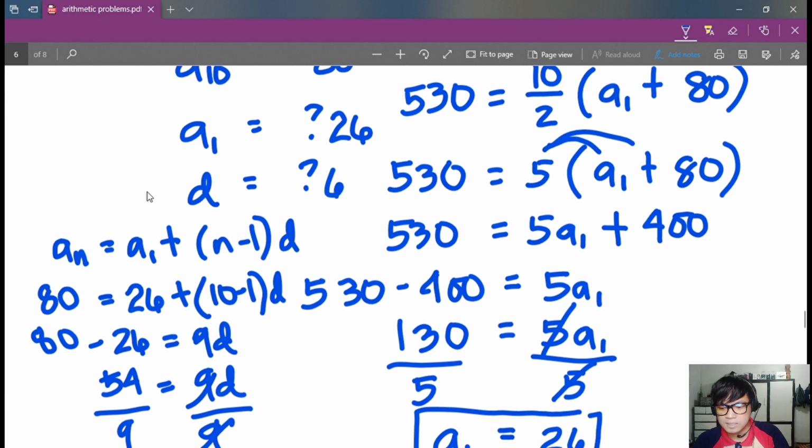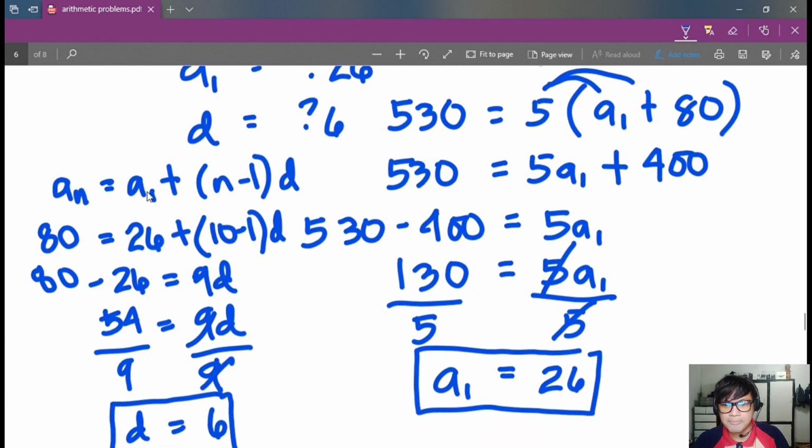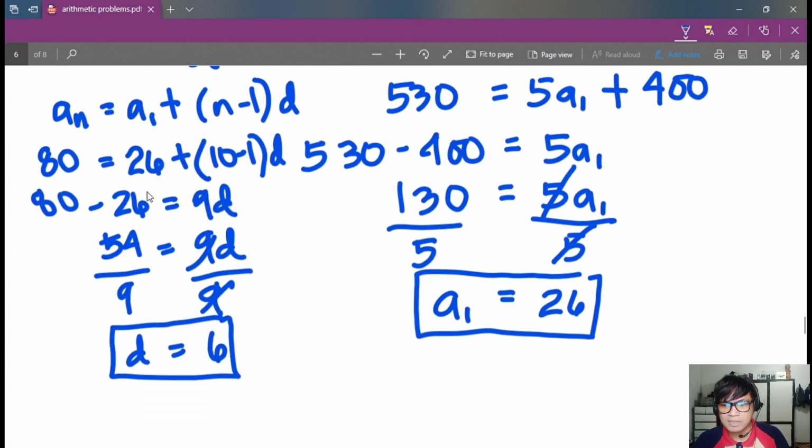6. Try na natin i-enumerate lahat ng terms. Kung tama ba. So 26 yung ating first term. I-check lang natin kung tama. First term natin is 26.